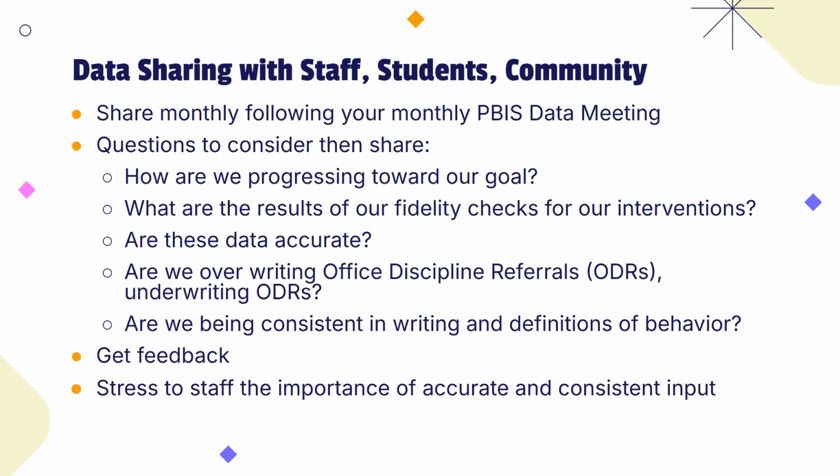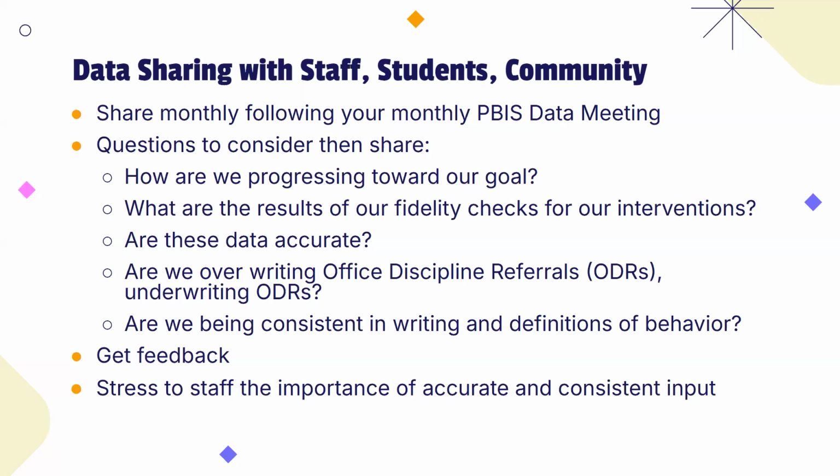Once we make sure that we have effective data systems in place, it's really important to share out data with staff, students, and the community. There are a couple of questions that you should consider when you're sharing out data. We want to make sure that we're also sharing out data after our monthly PBIS data meetings. The first question to consider is, how are we progressing toward our goal? Are we meeting our goal? Are we going to meet our goal? Are we far away from meeting our goal? Do we need to make adjustments to our systems that we have in place or our interventions?